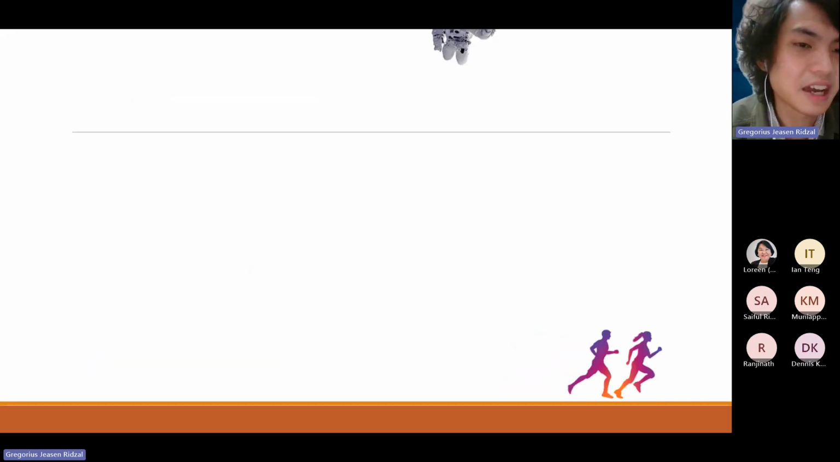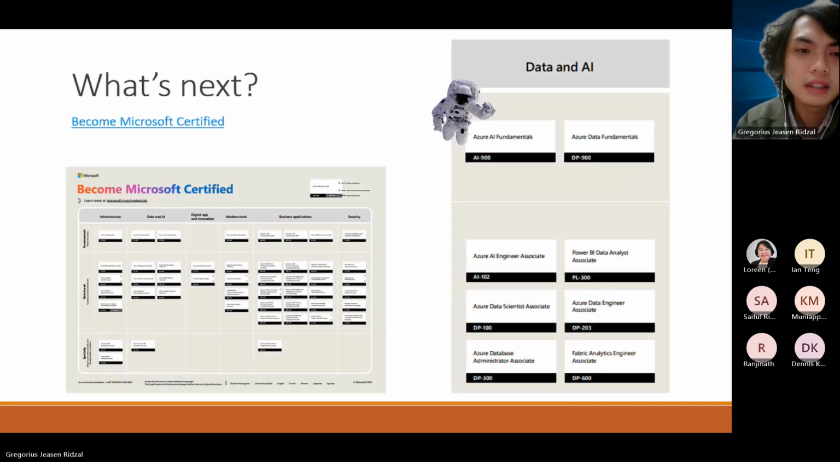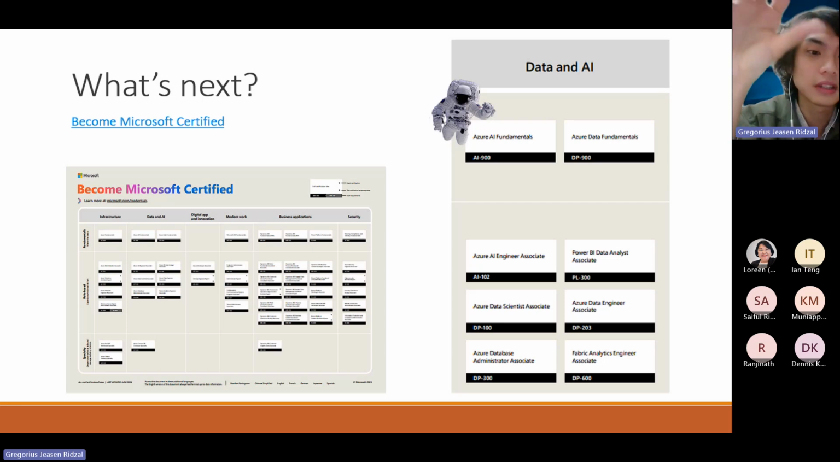So what is next after this? There's this website called Become Microsoft Certified. Thanks to Omar for giving me this website, and it'll show you where to go after the AI-900. You want to go for any of the other AI certifications. So over here on the top row, there's the fundamentals. In the middle, if I'm not wrong, it's role-based.